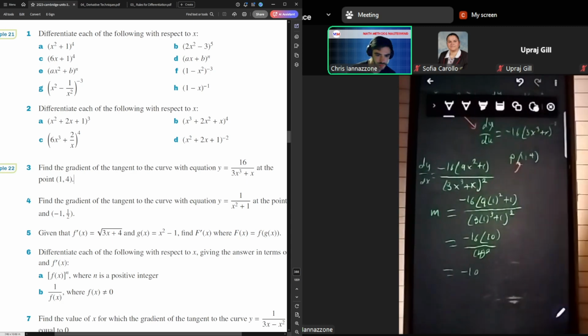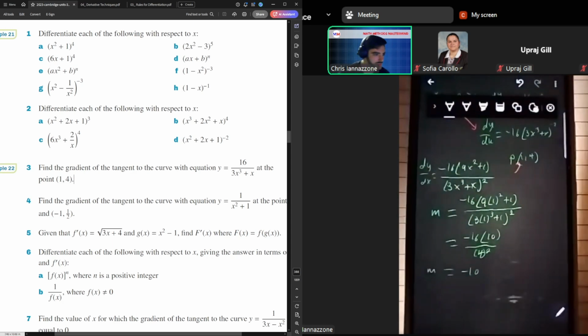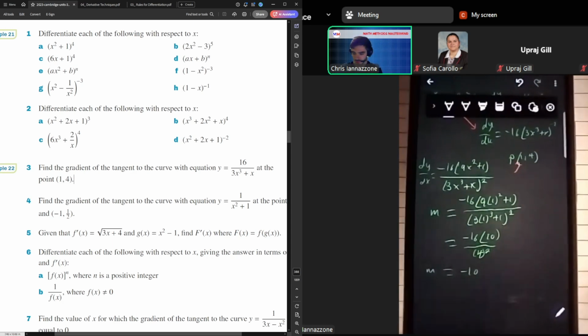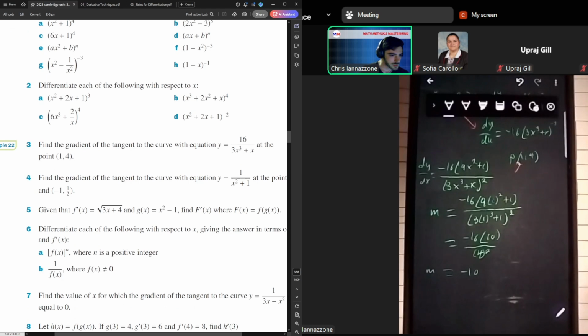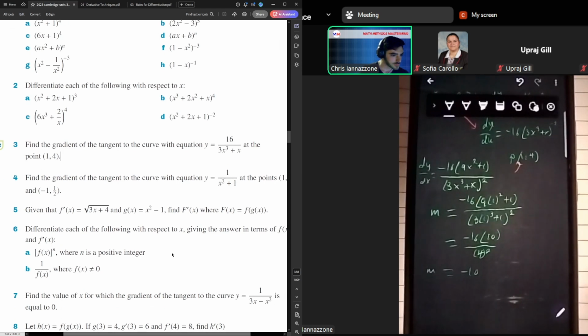Was any of that approach unclear as to how we get our final answer of gradient equals negative 10? If so, let me know, either by hopping off mute or by text. In the meantime, I will look and find a new thing to do.